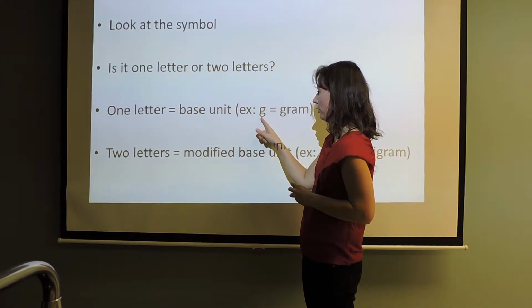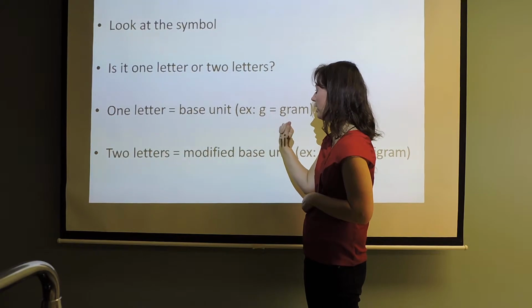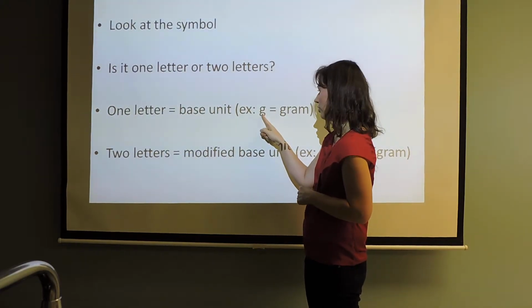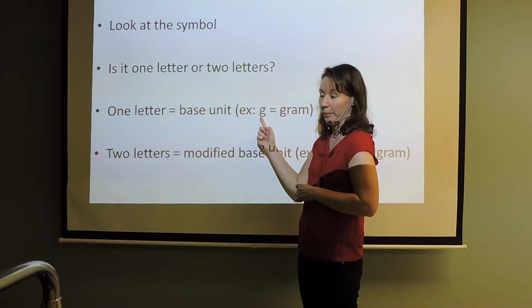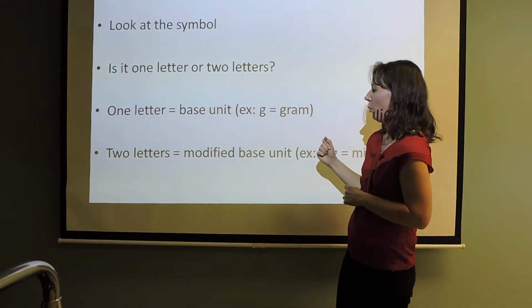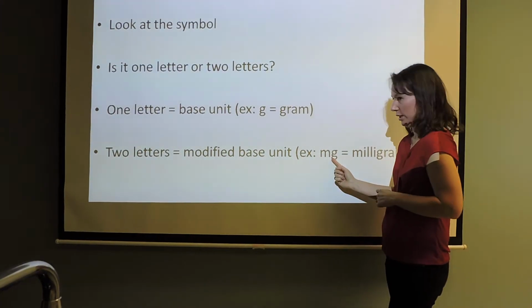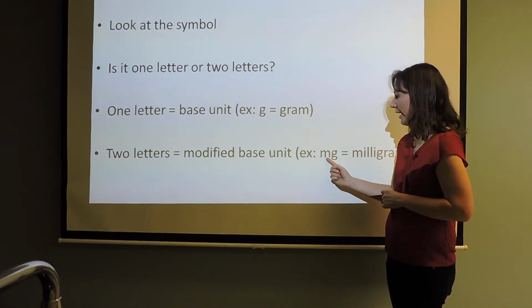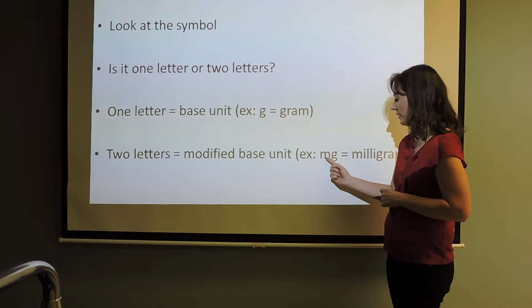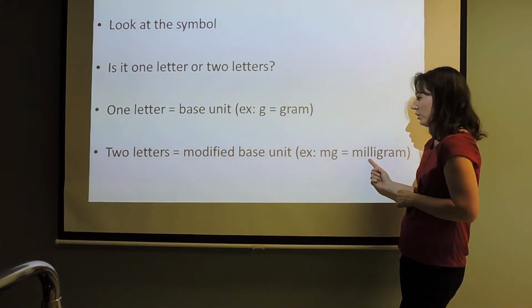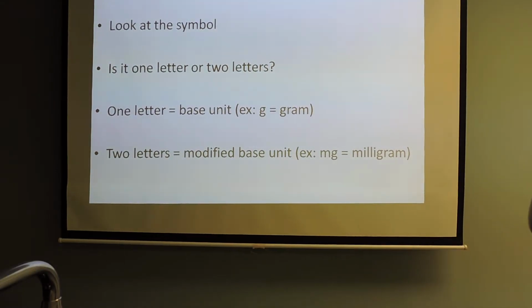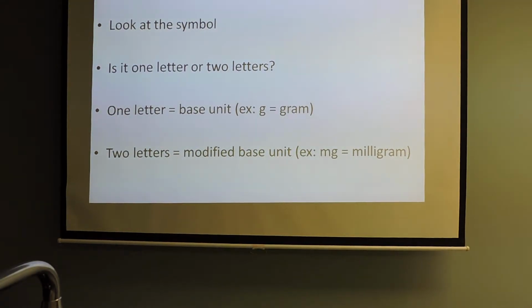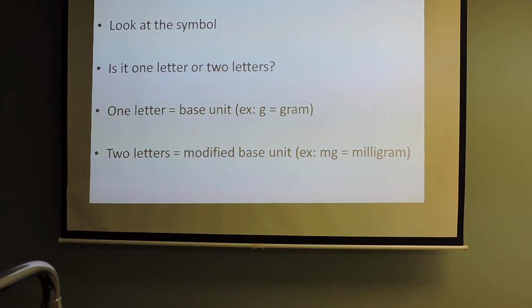So for instance, if I give you just g, plain old g, that's one letter. There's nothing in front of it. There's no prefix. That means that that's the base unit gram. Whereas if I gave you mg, little m, that's a modified base unit. That little m stands for milli, which is a modified base unit. So the base units can be modified to show whether they are large or small variations on that base unit.